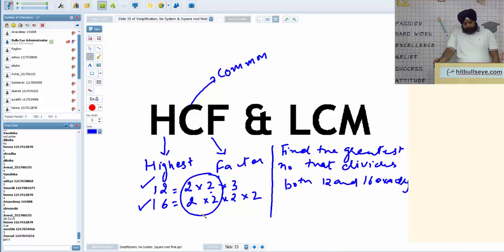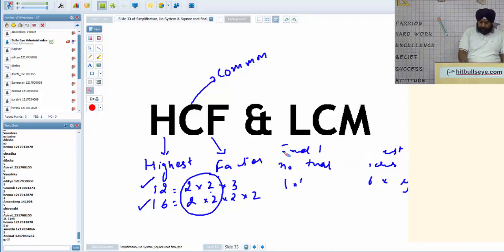I repeat, find the greatest number that divides both 12 and 16 exactly. So the number should be common to both 12 and 16. So 2 is common but it's not greatest. In order to be greatest, it should be the highest common factor. I hope you understand it. So this is the concept.